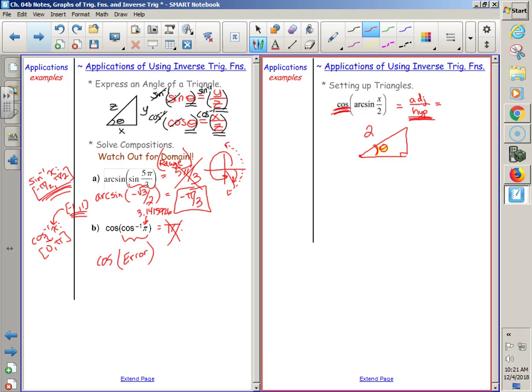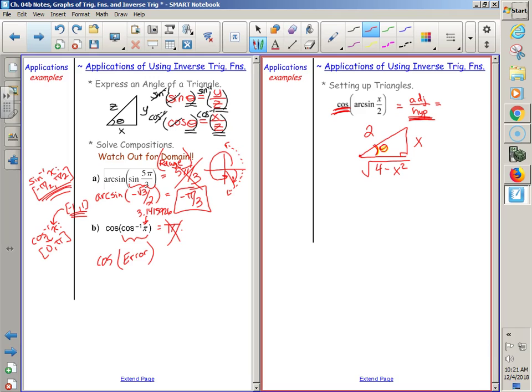So what else can I label? The adjacent or the opposite? Because it's a sine, that must be the opposite. So how on earth can I, being able to do math in my head, quickly say, oh, that's square root of 4 minus x squared, of course. What formula did I use? Pythagorean. A squared plus b squared is c squared.